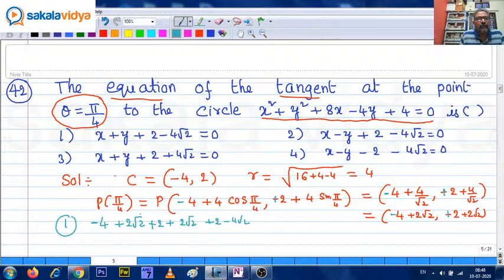So now here 2 root 2, 2 root 2, 4 root 2, 4 root 2 cancel, 2 plus 2, 4, 4 cancel, so 0. The first will be satisfied, so the first one is the right option. The first one is the right option. So P of theta is very lengthy, so better you can adopt this verification method, right?